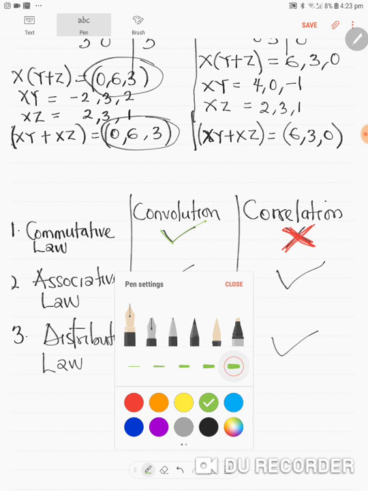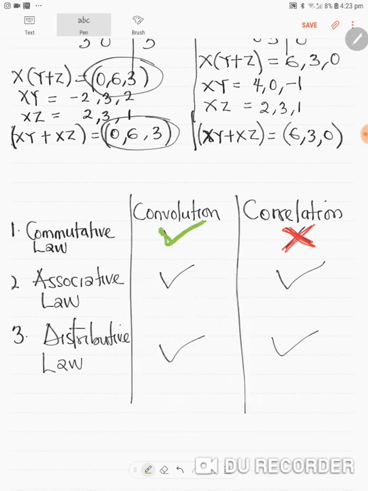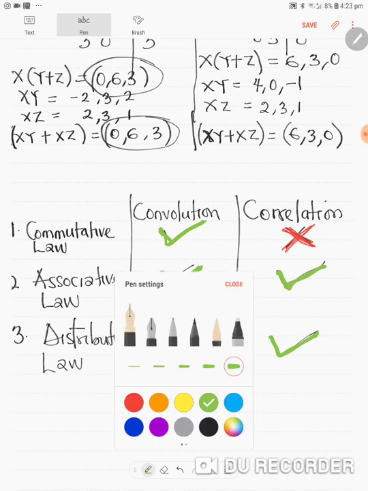Let me increase the thickness of this. I'm allowed to catch some fun, right? Sorry, I just want to catch some fun.